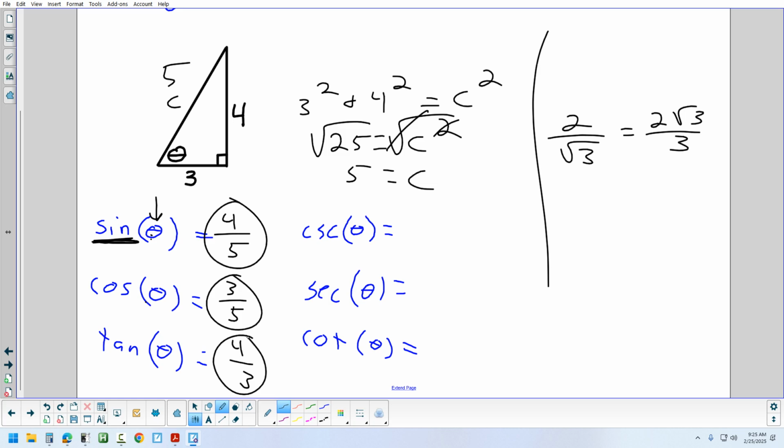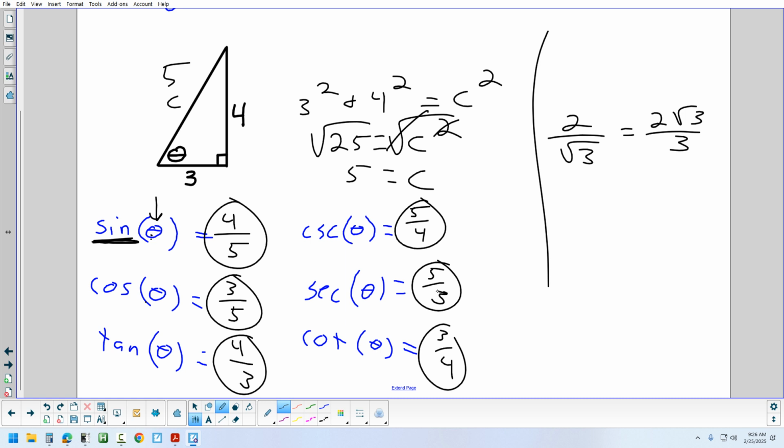If all I asked you about was the tangent in this problem, you don't need the Pythagorean theorem. But I asked for all 6. So we got all the 3 on the left. What are we going to do with each one of them to get the 3 on the right? Yep, flip them. So cosecant 5/4, secant 5/3, cotangent 3/4.